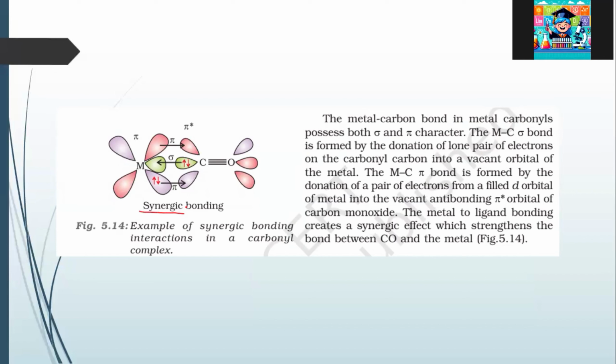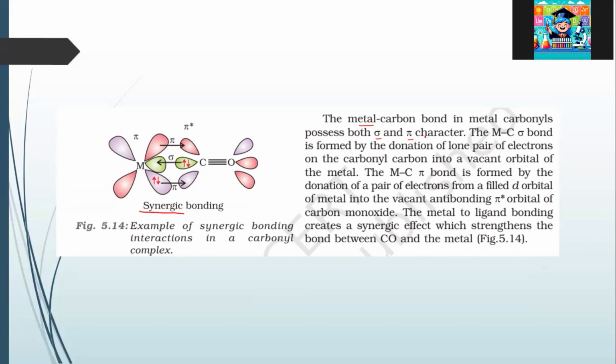The already present bond is enhanced by some other interaction between the orbitals. That is a synergic kind of, that is synergy. Synergy is something that is enhancing the already existing interaction. So a synergic bond is present in the case of carbonyl compounds. So we can tell that the metal carbon bond possesses both sigma and pi character.